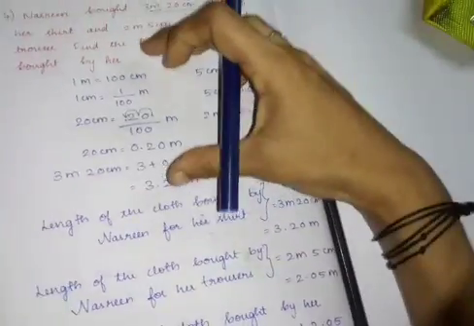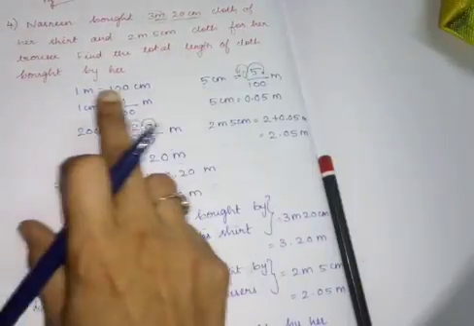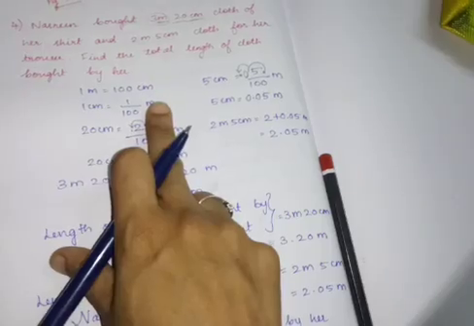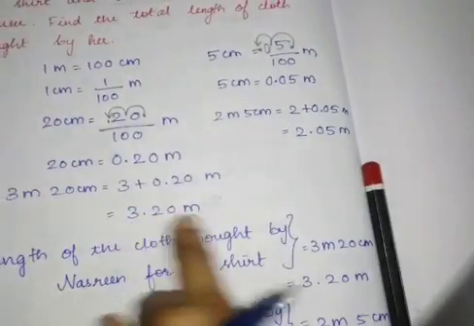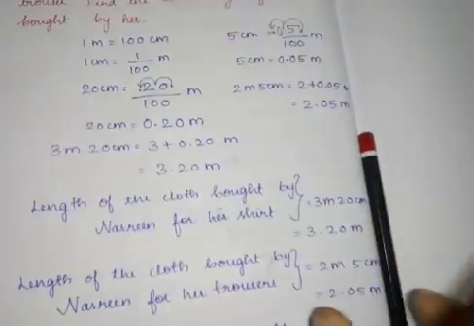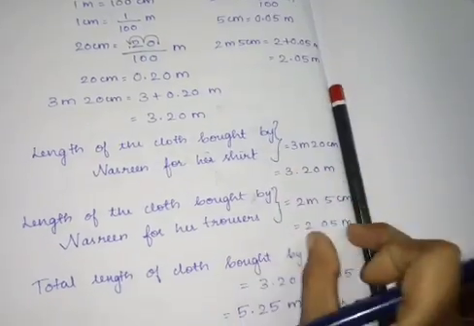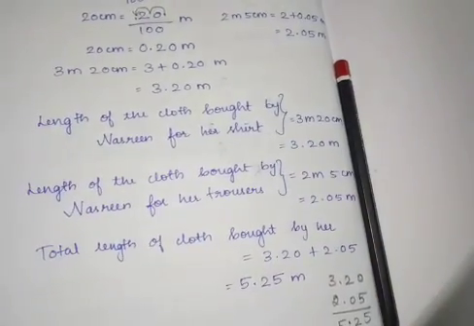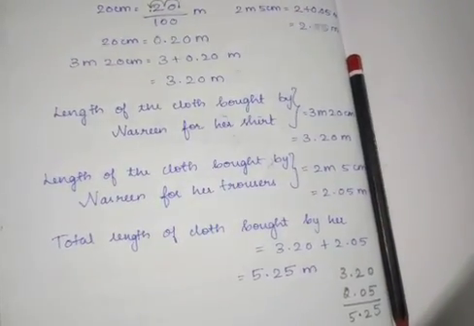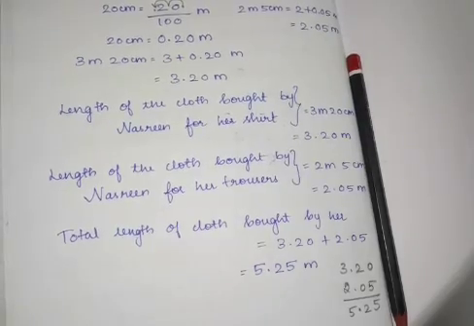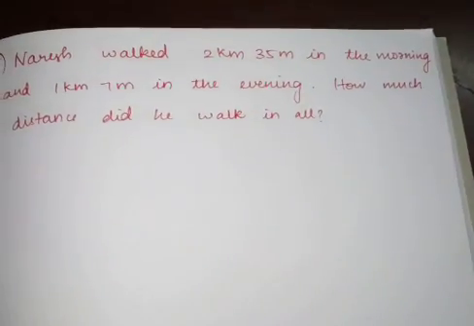See, in the beginning itself, I have converted from the smallest unit to the largest unit, so it will be more convenient, because it will be written like a decimal number. After finding both the values, I have just added them, that's all, to find the total length of the cloth that she has bought. Okay, next is your fifth problem.